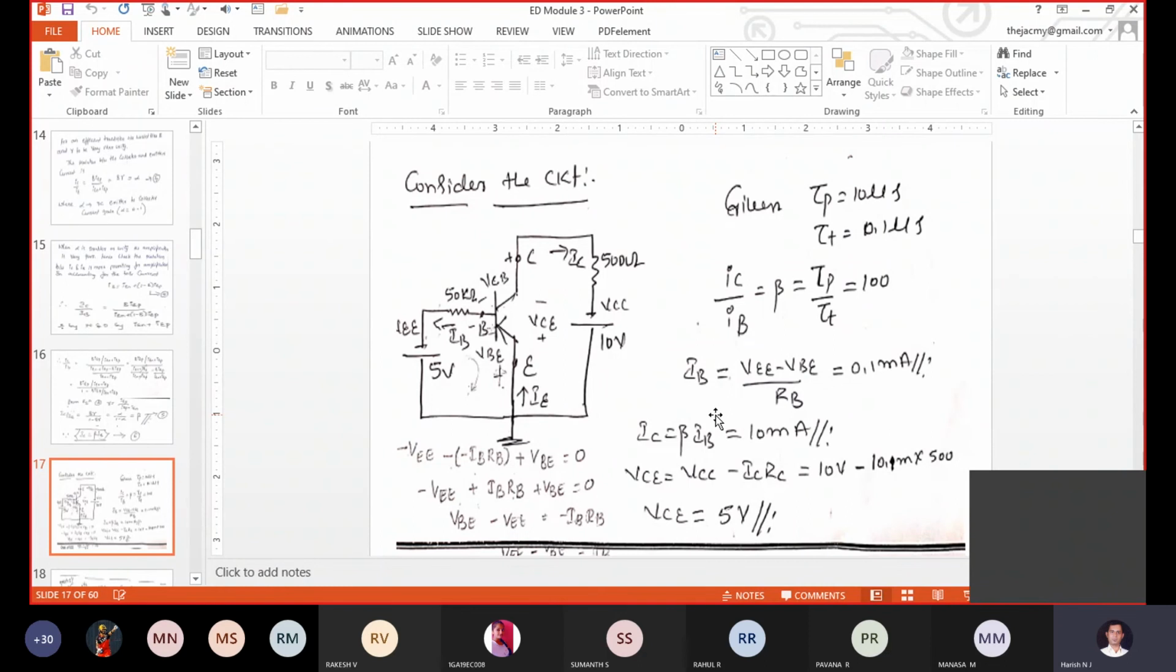In some problems, in the question itself, they will give the value of beta directly. Beta will be equal to 100, or 150, or 50. Using that you can directly compute the other parameters. Otherwise, indirectly they will give the value of beta here. Beta can also be calculated with the help of the ratio tau p divided by tau t. Anybody, will you tell me what is tau p and what is tau t?